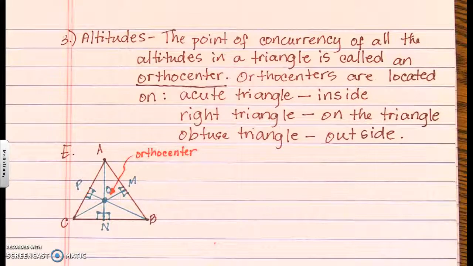Orthocenters are located in the following places. For an acute triangle, it is going to be inside the triangle. For a right triangle, the orthocenter is going to be on the triangle. An obtuse triangle will be outside.